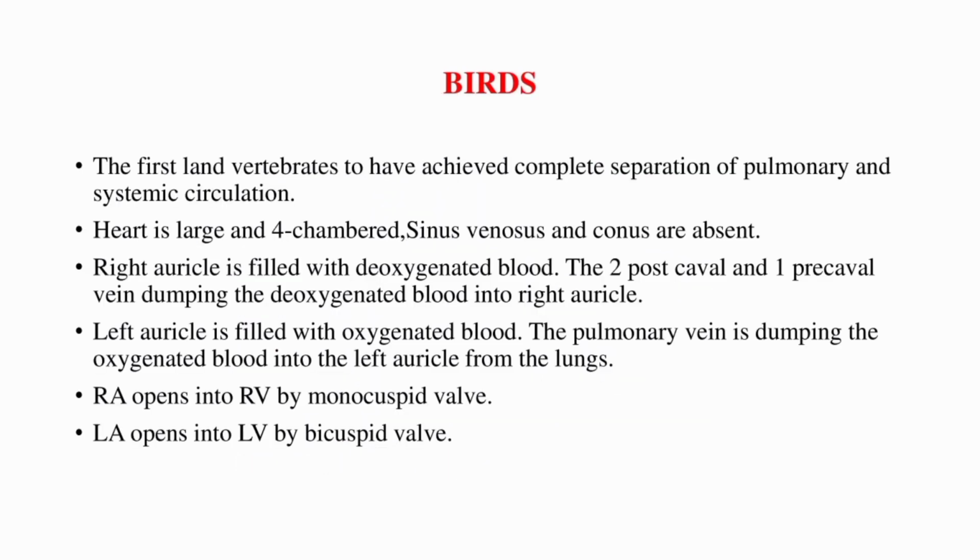Bird's heart. The first land vertebrates to have achieved complete separation of pulmonary and systemic circulation. Heart is large and four-chambered. Sinus venosus and conus are absent. Right auricle is filled with deoxygenated blood. The two precaval and one postcaval veins dump the deoxygenated blood into the right auricle. Left auricle is filled with oxygenated blood. The pulmonary vein dumps the oxygenated blood into the left auricle from the lungs.